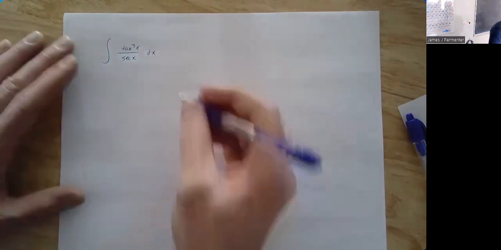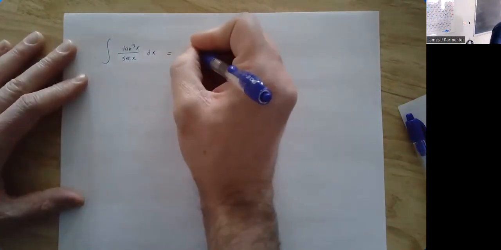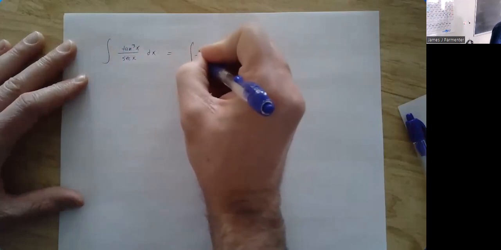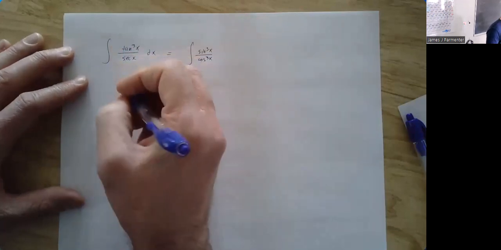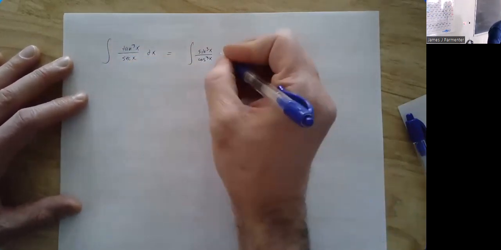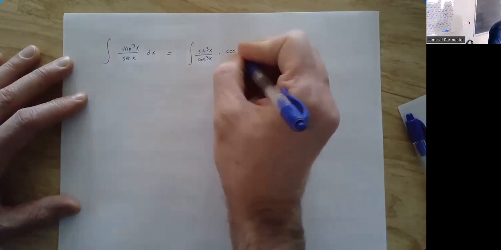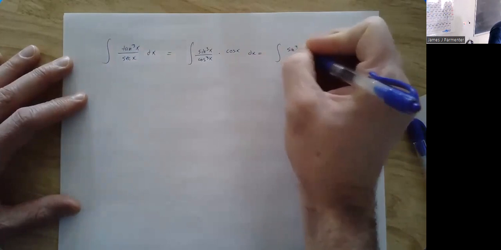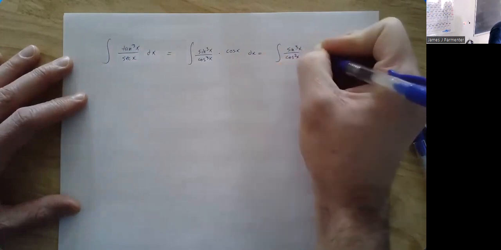One way I might think of is just rewriting everything in terms of sine and cosine. That's probably my first go-to. So tangent cubed is sine cubed over cosine cubed. And dividing by secant is the same as multiplying by cosine, since secant is 1 over cosine. So what I've really got now is the integral of sine cubed x over cosine squared x dx.